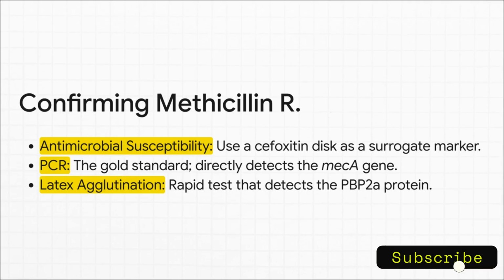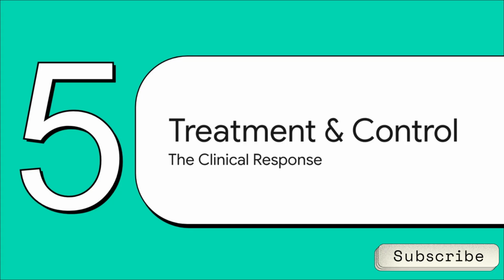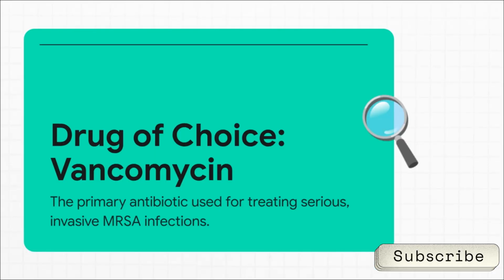Finally, to bring it all home, you have to talk about what we actually do about MRSA. How do we treat the patient in front of us? And just as important, how do we stop it from spreading to others? This right here is a non-negotiable high-yield fact. You have to know this. For any serious invasive MRSA infection, the number one drug of choice is vancomycin. Simple as that. It's the cornerstone of therapy.